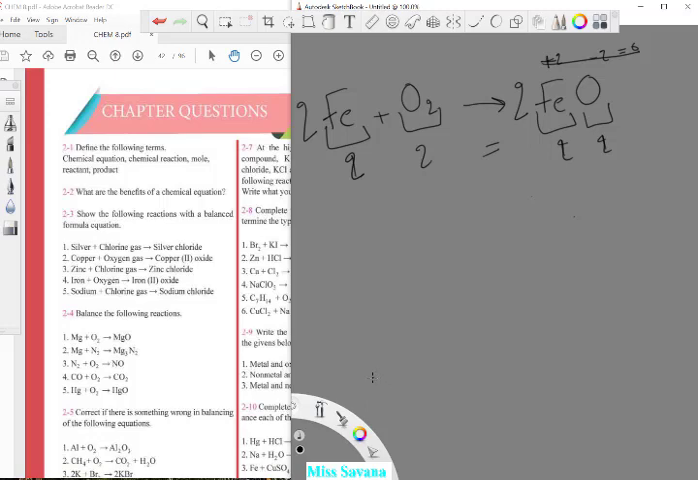Okay, that's the whole idea, guys, is that your reactant must always equal your product. Okay, that's the idea: reactant must equal the product. Okay, moving on to the next one.